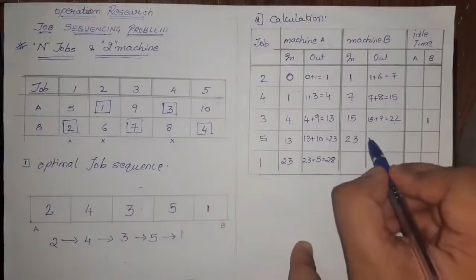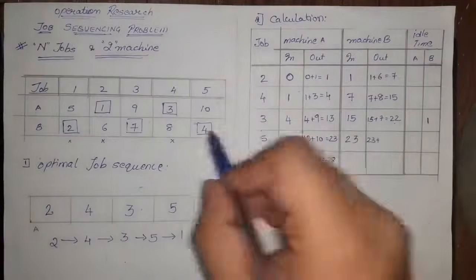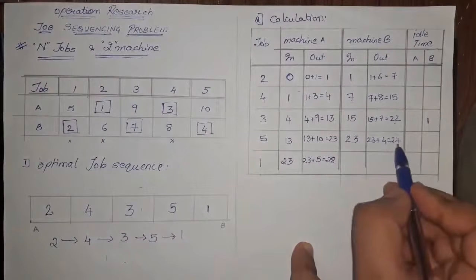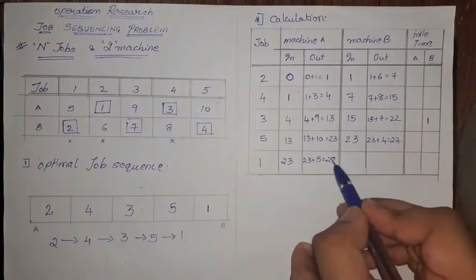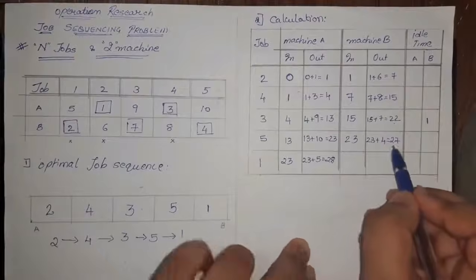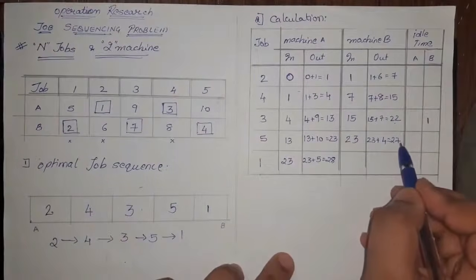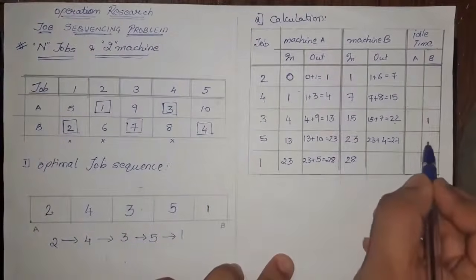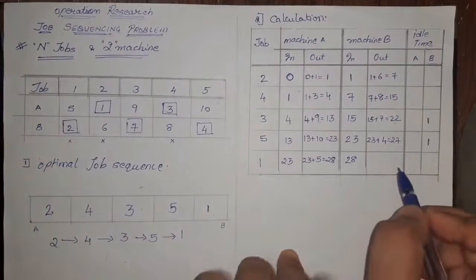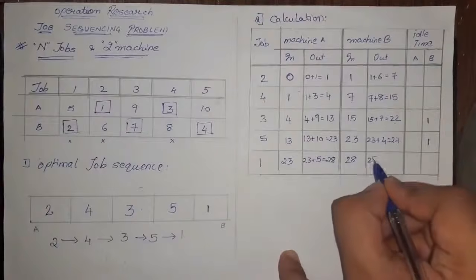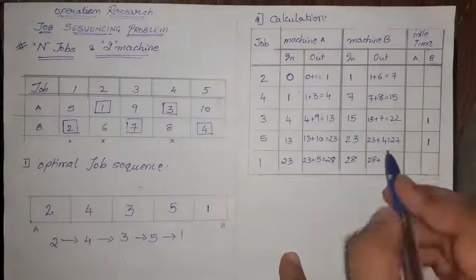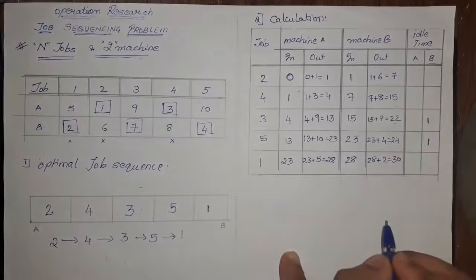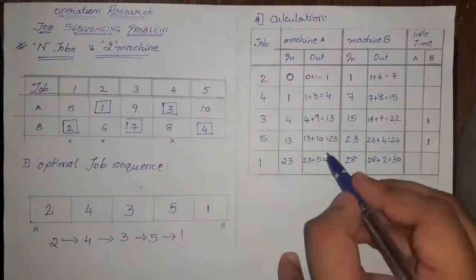Thereafter we can directly solve further. 23 plus, now job number 5 was 4 hours, so it became 27. Now again with 27, I could have brought it down directly, but here it is already given as 28 hours. So you cannot start job B at 27 hours. You'll have to start it at 28 hours. Again 1 hour of idle time will be recorded. Lastly, 28 plus job number 1, which has taken 2 hours. So the total became 30.